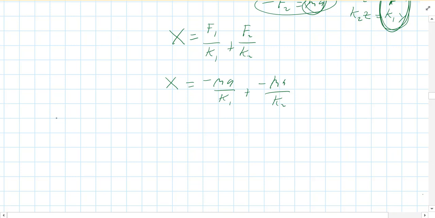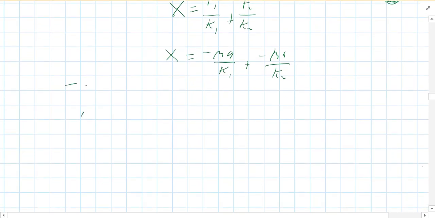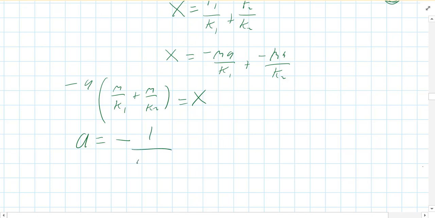So what I'll do is I'll factor out the negative a, okay, and I'll rewrite this as m over k1 plus m over k2. That equals x. And if I solve for a, if I get a by itself, I get a equals negative 1 divided by m over k1 plus m over k2 times x. Now, that's a really cruddy fraction.